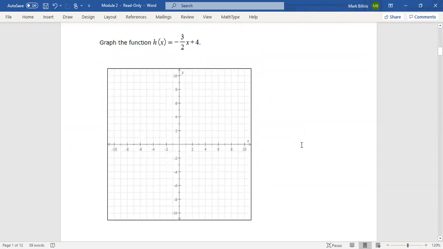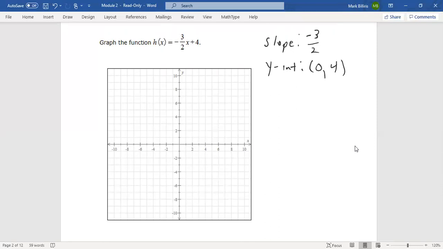Our next example is also a linear function. H of x equals negative 3/2 x plus 4. So again, we want to identify our slope, which in this case is negative 3 over positive 2. Notice the negative goes with one or the other and not both. And our y-intercept, which is going to be our starting point, is positive 4.